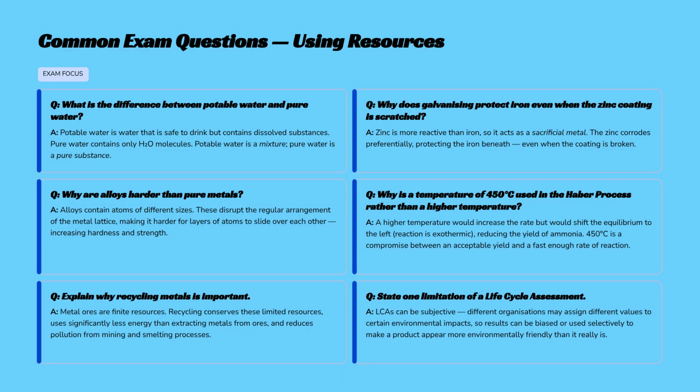Let's review common exam questions. Remember that potable water is a mixture, but pure water is a pure substance. Galvanizing uses zinc as a sacrificial metal. The 450 degrees Celsius in the Haber process is a compromise for good yield and fast rate. Recycling is important as metal ores are finite resources, and it saves energy.